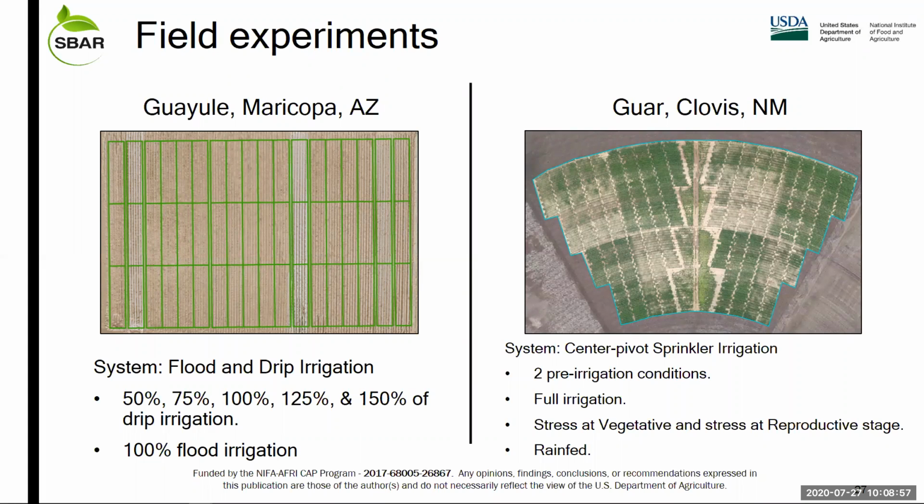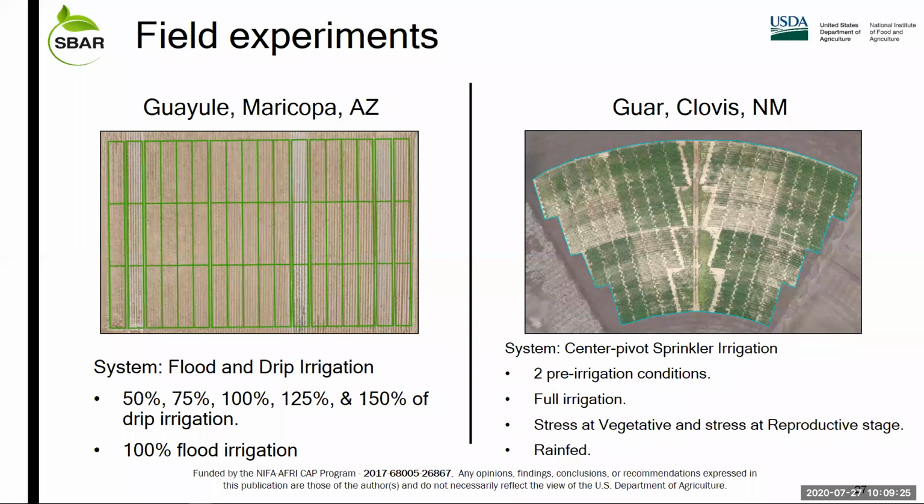Just to give an overview of the field experiments: on the left side you see guayule, which is planted in Maricopa. We have 1 flood irrigation treatment there, and then 5 drip irrigation treatments, from 50% of drip to 150%. On the right side you see the guar field, which was planted in Clovis, New Mexico, on a center pivot sprinkler irrigation system, hence the 2 wedges.